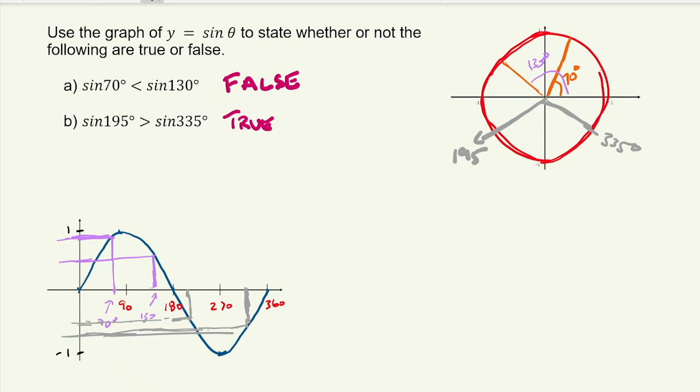Hopefully this video has given you a little bit of insight into the unit circle. It is not comprehensive by any stretch. It is just an introduction. Good luck with any of your questions, and I'll see you in the next series.